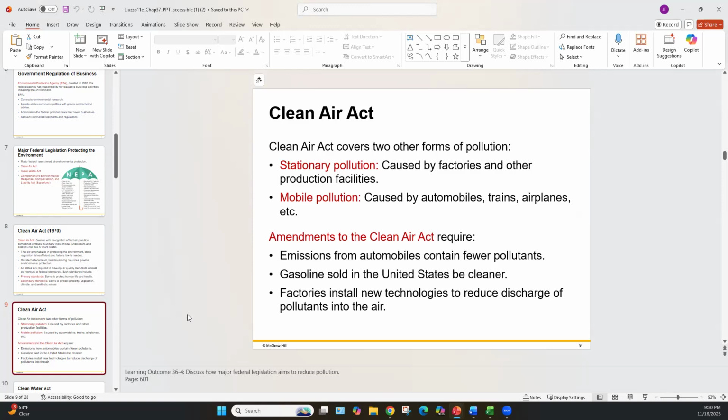Several amendments have been made to the Clean Air Act. Amendments to the Clean Air Act require emissions from automobiles to contain fewer pollutants. Every year, every new generation of vehicles, we see lower emissions, higher safety standards. Gasoline sold in the United States also must be cleaner. Factories install new technologies to reduce discharge of pollutants into the air.